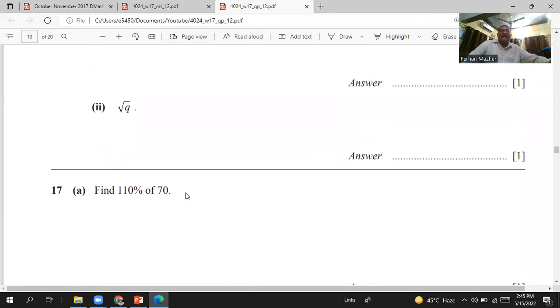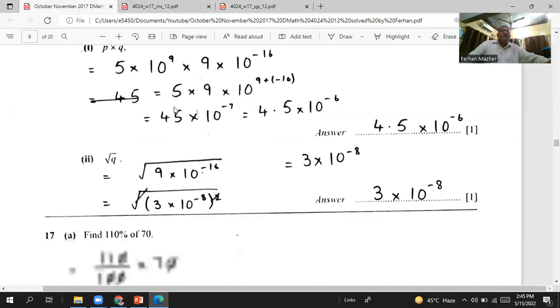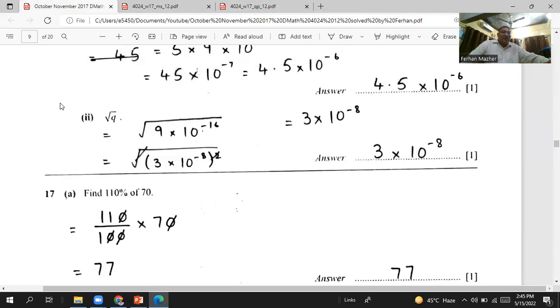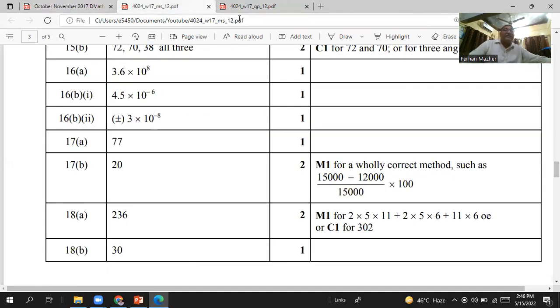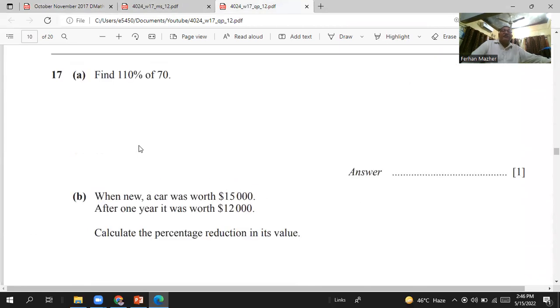Then the second part, sorry, they want you to find the square root of Q. So if you want to find the square root of Q, you just put that value. The 9 is 3 squared, and 10 raised to minus 16 is basically 10 raised to minus 8, squared. So this is basically 3 times 10 to the minus 8, whole squared, and you have a square root, and the square will be cancelled. So you will have 3 times 10 to the minus 8. So 3 times 10 to the minus 8 is our answer, and which is right. Okay, so we are going to the next part.